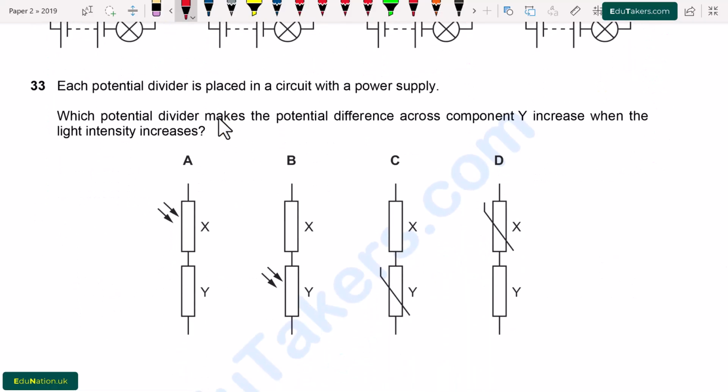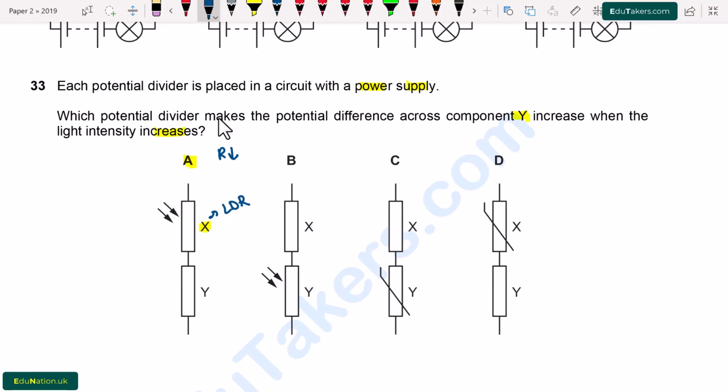Question number 33. Each potential divider is placed in a circuit with a power supply. Which potential divider makes the potential difference across the component Y increase when the light intensity increases? So first of all, we see option A. Here X component is basically a light dependent resistor. When the light falls on the LDR, the resistance decreases. In the dark, the resistance of the LDR is high. If the light is bright, the resistance should be low.